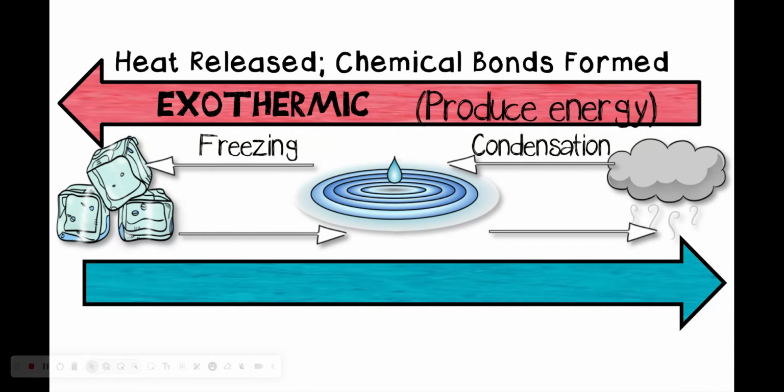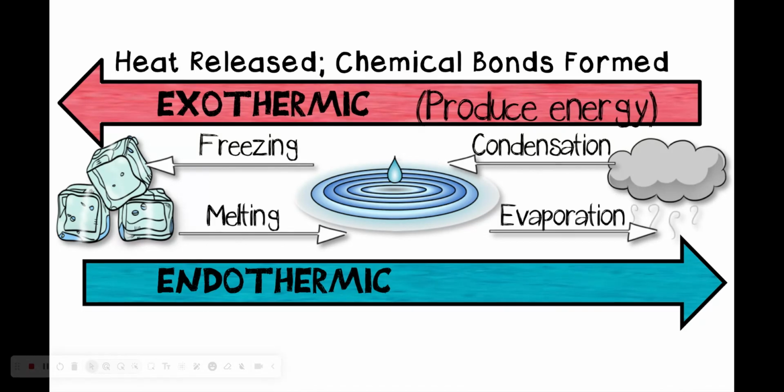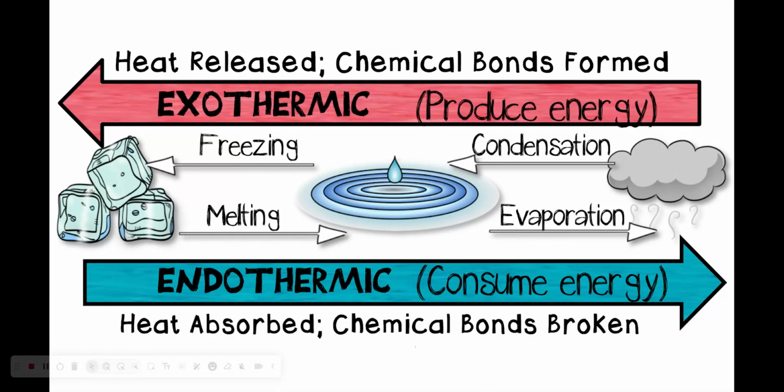Chemical bonds are formed. And an endothermic reaction, from melting to water, they are taking in the heat, and then to get the water into a vapor, evaporation, they need to take in more heat. So they consume energy. Heat is absorbed and the chemical bonds are broken.